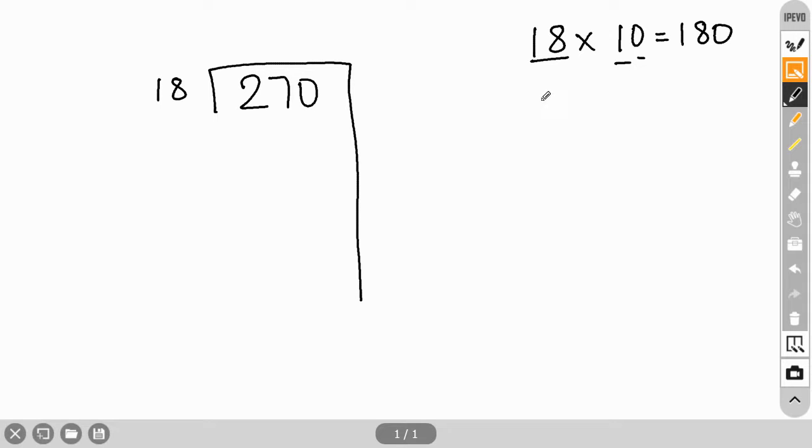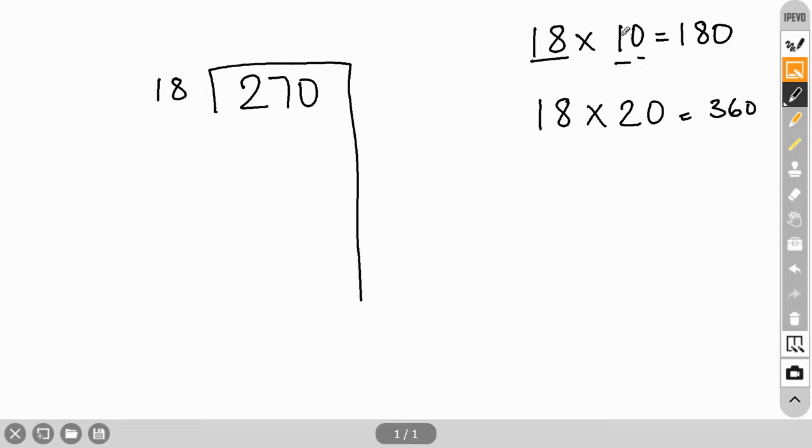I mean, I could try 18 times 20, but I know my tables, or I know how to multiply. 18 times 2 is 36, plus the 0 is 360. It's going to be greater than this. So my answer is going to be between 10 and 20, because 10 is still not all I need. 20 would be 360. So 270 is somewhere in between here. So my answer is going to be somewhere in between 10 and 20.